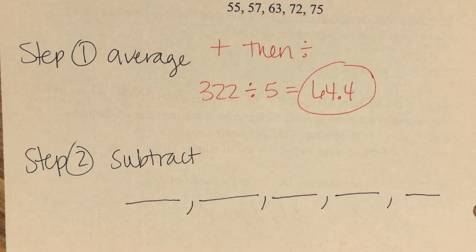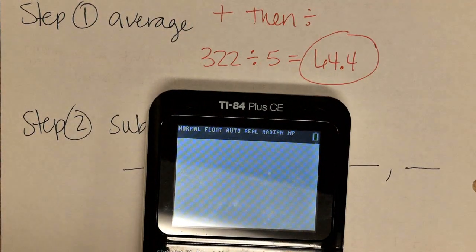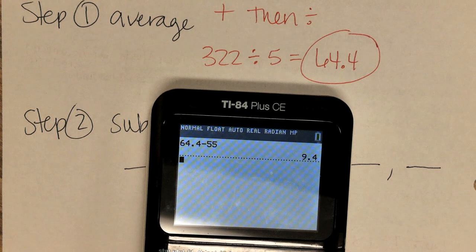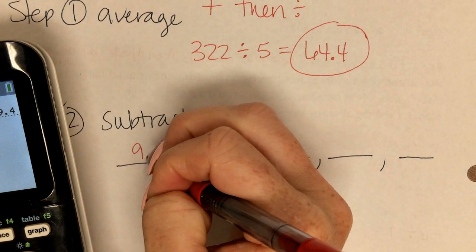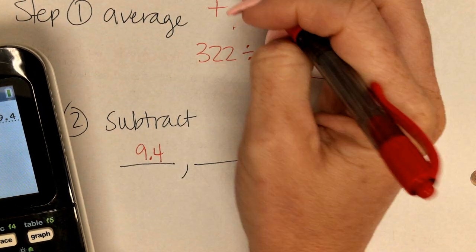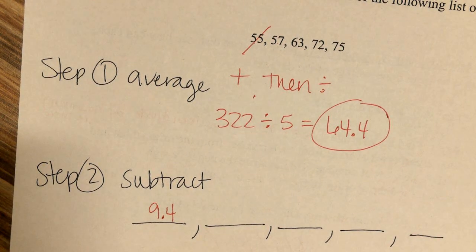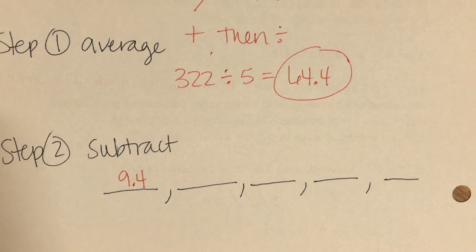Good, I'll have you a paper. Do you write the negative value? No. So I'm going to do 64.4 minus 55. I got 9.4. And then you mark it out. Yes, ma'am. Yeah. Just one. Okay. Are y'all with me or am I going too fast?